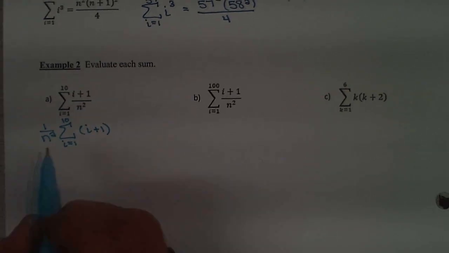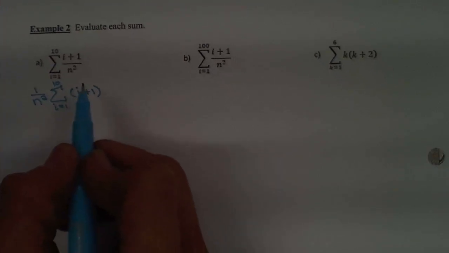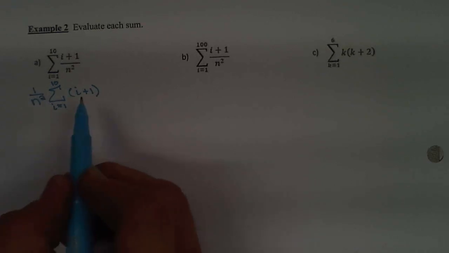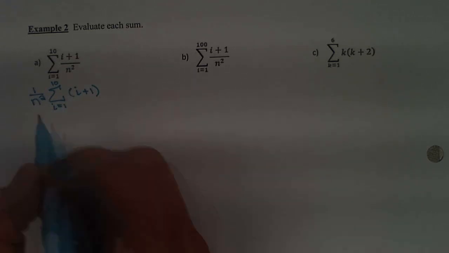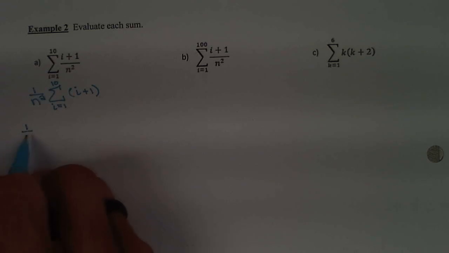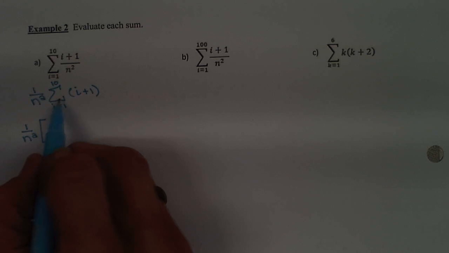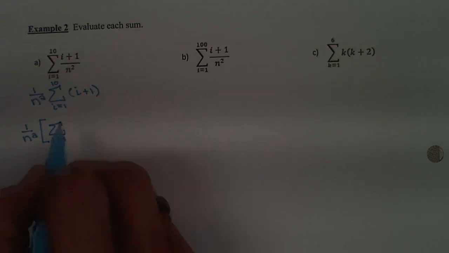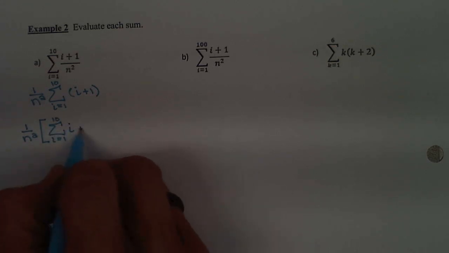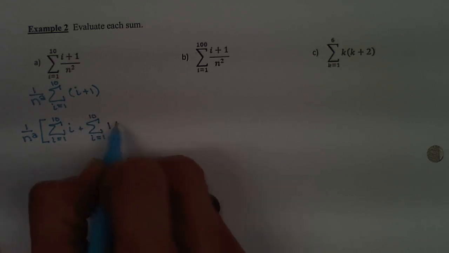Then I can take this just like we've done with our limits and like we've done with our derivatives and last class period with our integrals. The summation of a sum is the sum of the summations. So that means I can take 1 over n squared times, and then I can sum each of these individually. So this would be the summation from i equals 1 to 10 of i, plus the summation of i equals 1 to 10 of 1.